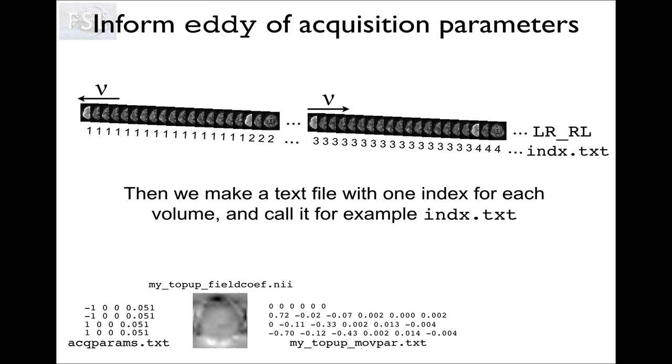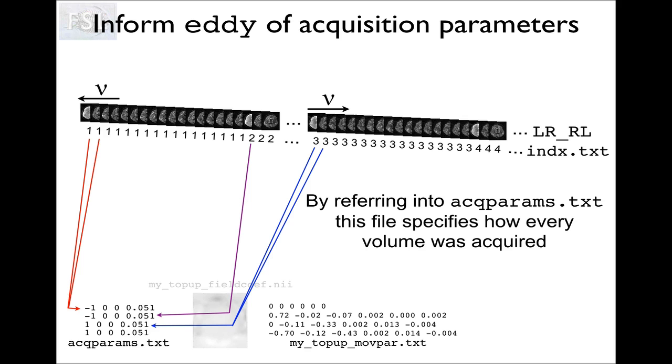Then what we need to do is we need to make an index file, and that is simply a text file with one number, an index, for each and every volume in your data file. And what that text file does, it informs EDDY about how the individual volumes were acquired. So you see 1, 1, 1, 1, 1, and that essentially tells EDDY that all of these volumes that have the index 1 were acquired with these acquisition parameters. 2, 2, 2, 2, it tells that all of the images with the index 2 were acquired with these acquisition parameters that happen to be the same in this case, and then we have the 3s, etc.